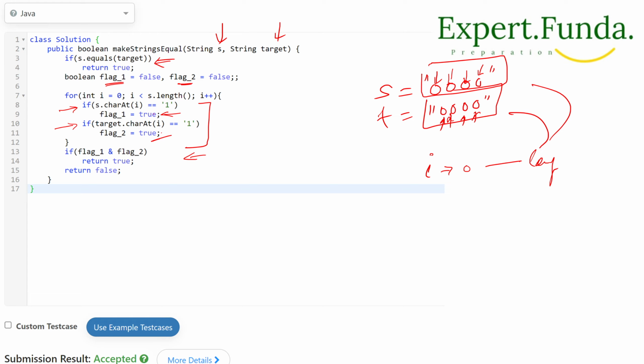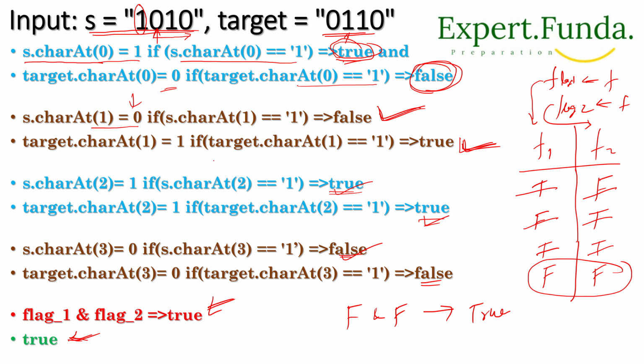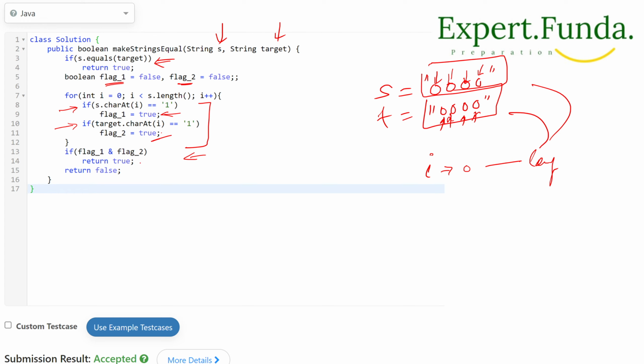So once the for loop is completed, we will check both with the AND operator. I will say if flag 1 is false and flag 2 is also false, like we have in the last example, F and F, so we will get true. It will return true, right? That's why I'm saying if flag 1 and flag 2 are true, we have to return true, otherwise we will return false.